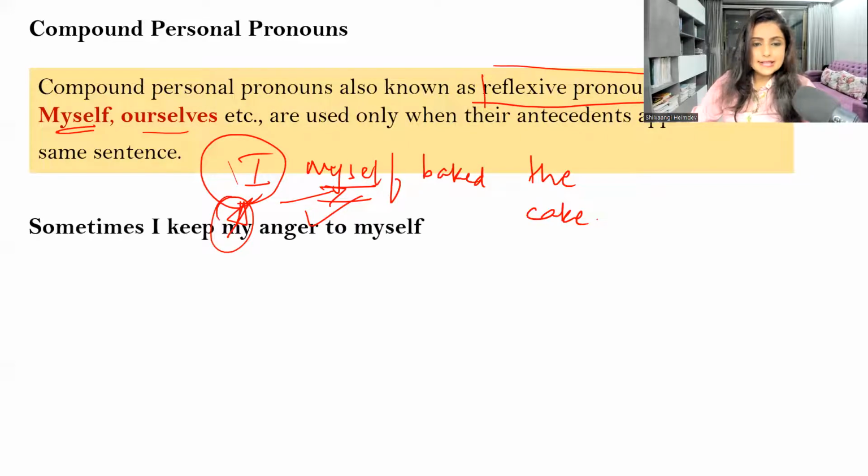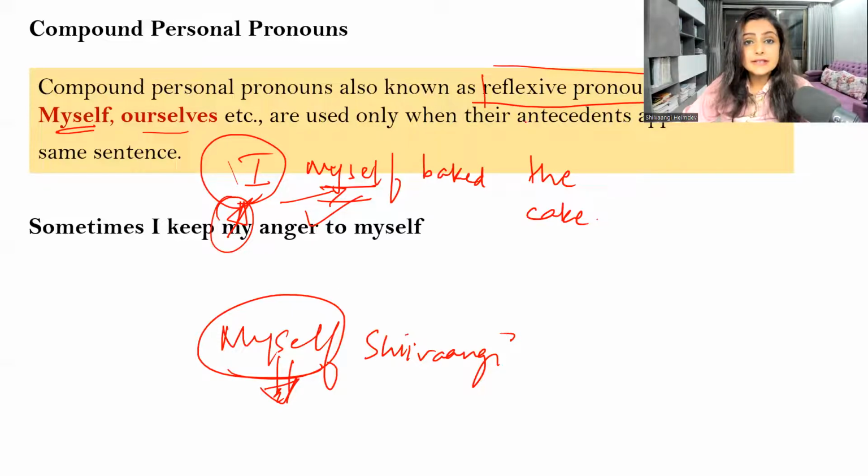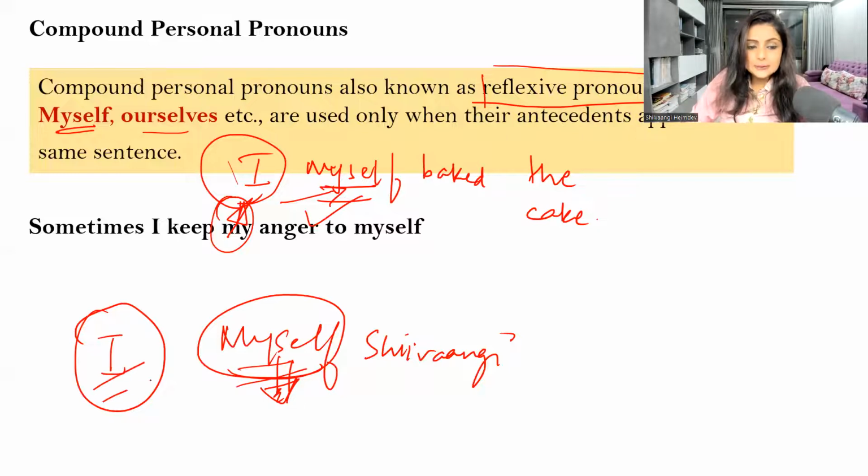But the moment I say, "myself Shivangi," this is incorrect. Why is this incorrect? Because myself is not playing its role here. It's not fulfilling its function of a reflexive pronoun, and the function of a reflexive pronoun is to reflect. So here myself is being used as the subject of the sentence. It is not reflecting upon something. You can make use of reflexive pronouns only when you have an antecedent, only when you have a base which can be reflected upon.